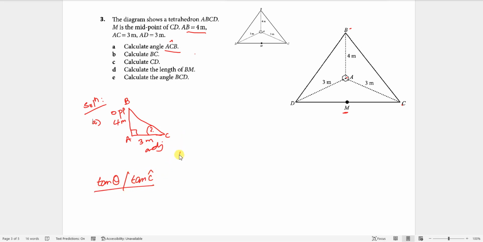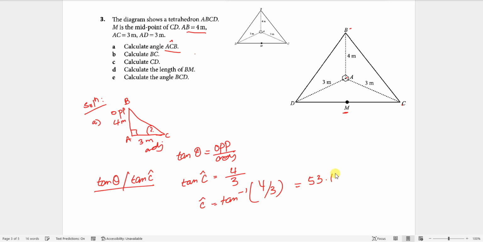So let's take tan theta equals to, the formula of tan theta is opposite by adjacent. So we have then C is equals to, opposite is 4 and adjacent is 3. So angle C is equals to tan inverse 4 over 3, which is going to be 53.1 degrees.